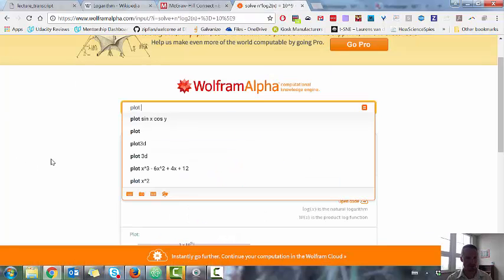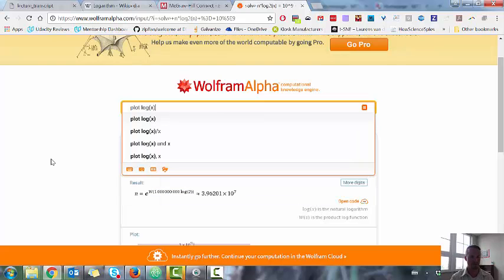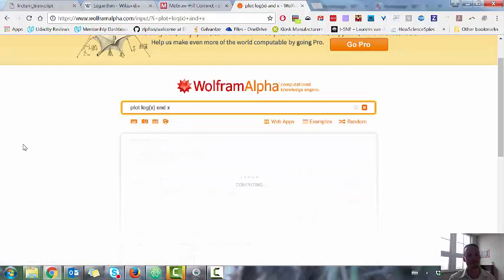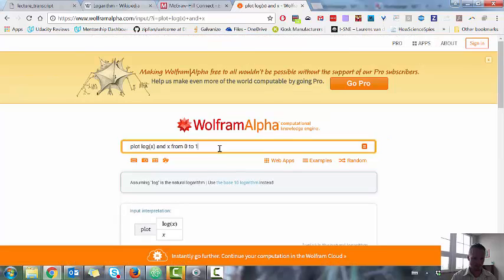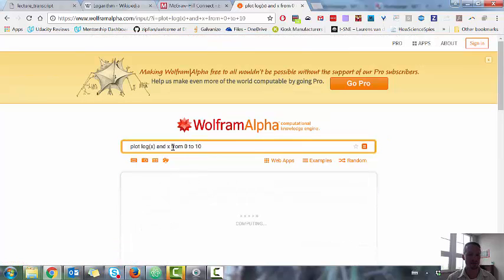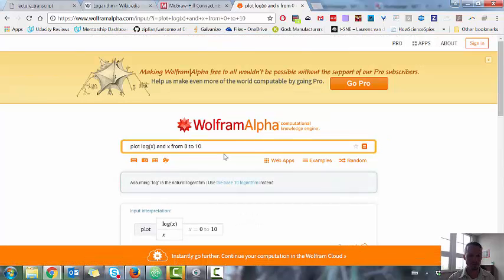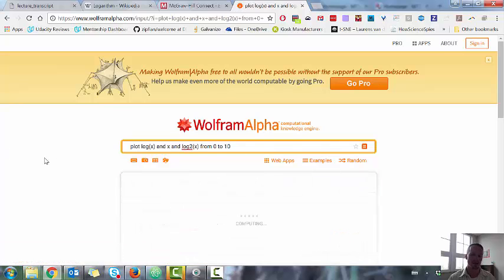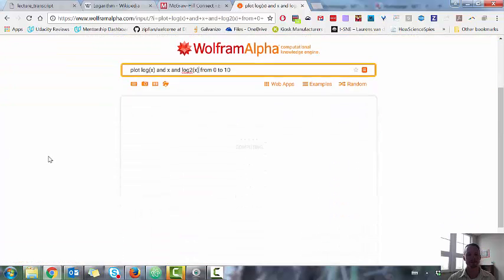That's just something to know and be careful of, especially if you're using Wolfram Alpha to plot things. So maybe you want to plot log of x and x. In Wolfram Alpha, log is base 10. If you want to do log base 2 or any other base, I'm not sure about any other base, but at least base 2, you can do log 2 of x, and it will plot log base 2 of x.